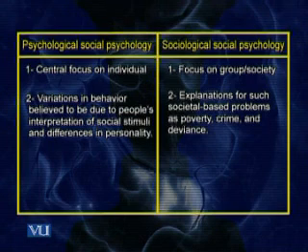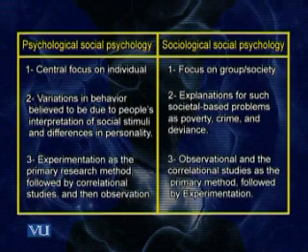and then societal norms. The third difference is that experimentation is the primary research method in psychological social psychology, while it is followed by correlational studies and then by observation. As compared to that, sociological social psychology basically uses the observational method and correlational studies, and then it is followed by experimentation at the end. These were basically three primary differences between sociological social psychology and psychological social psychology.